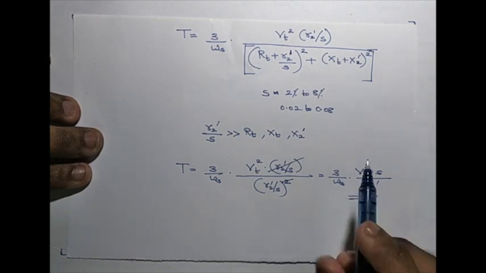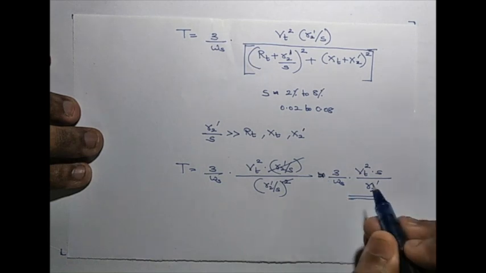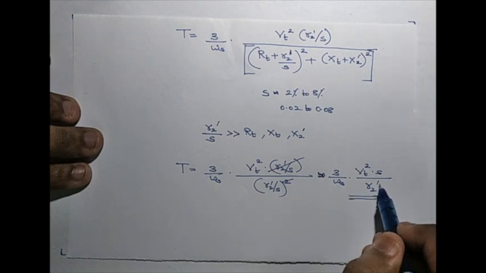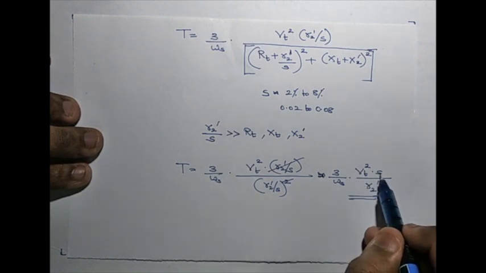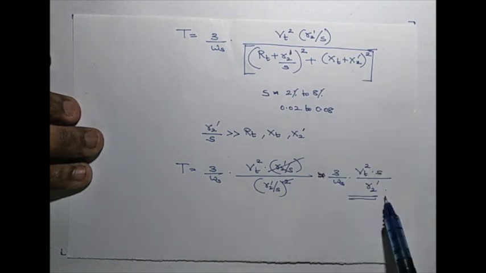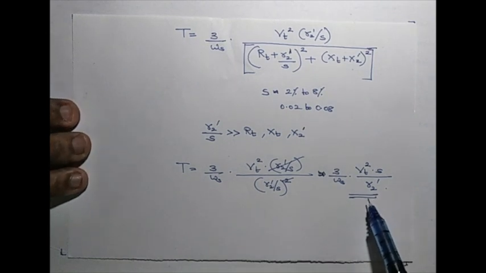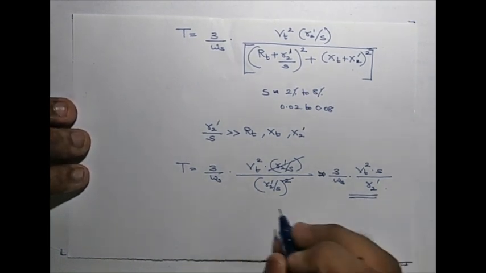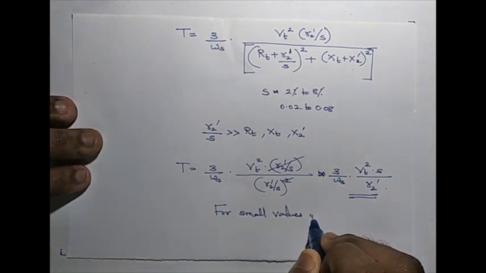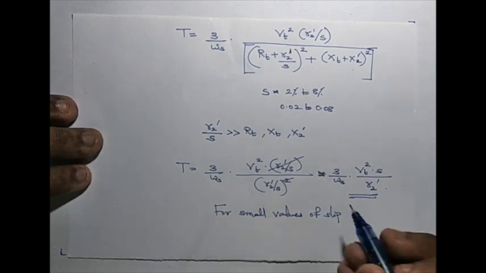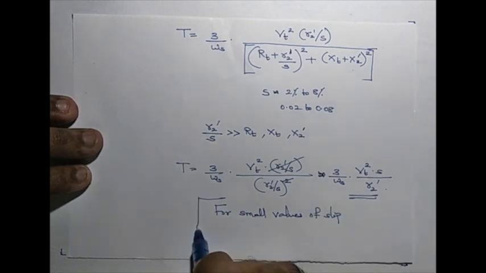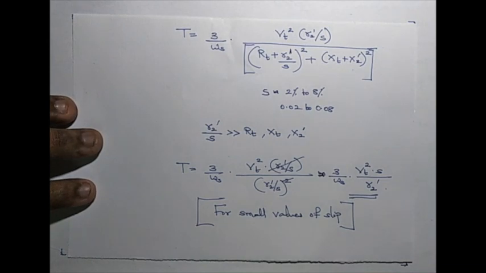This is a simplified equation. Actually, it is not equal; I can only say it is approximately 3 by omega_s into Vt squared S by R2'. This is a constant, and this is also a constant, and hence torque is proportional to S and Vt squared. This is a much more simplified equation, and from this we can predict the shape of the T-omega curve. Remember the assumption we made, for small values of slip. As the slip increases, this equation will not hold true. So remember, this treatment is valid only for small values of slip.